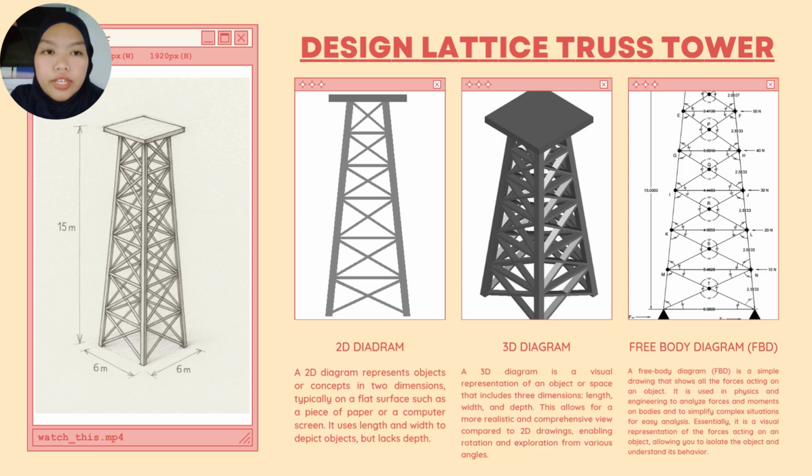The right side is a free body diagram. Same, we are using AutoCAD software. A free body diagram is a simple drawing that shows all the forces acting on an object, and it is used in physics and engineering to analyze forces and moments on bodies, to simplify complex situations for easy analysis. Essentially, it is a visual representation of the forces acting on an object, allowing you to isolate the object and understand its behavior.